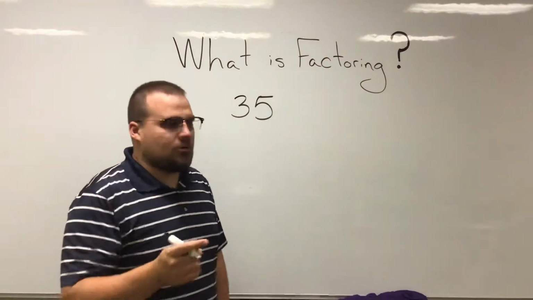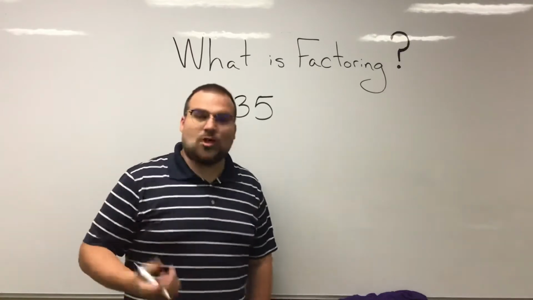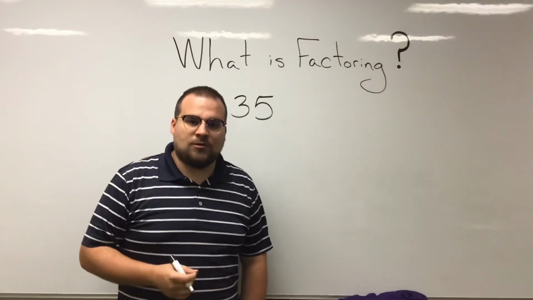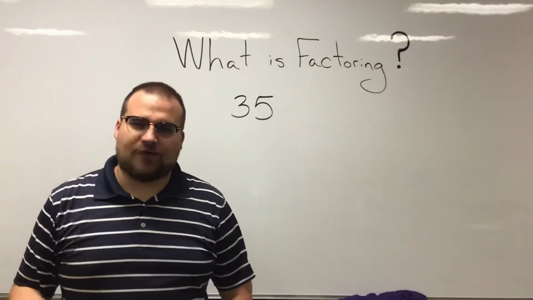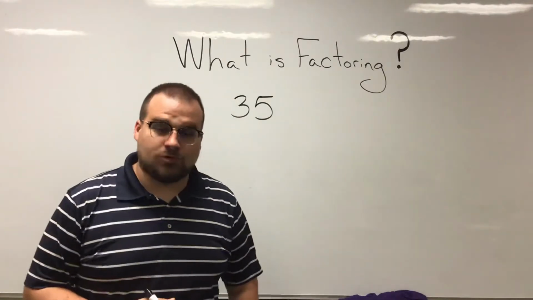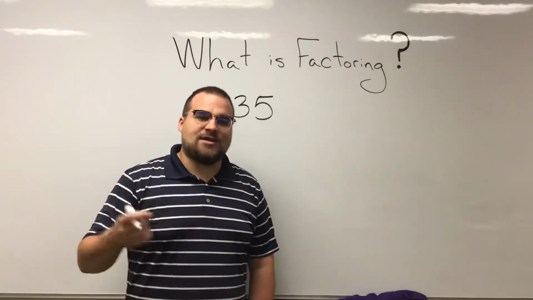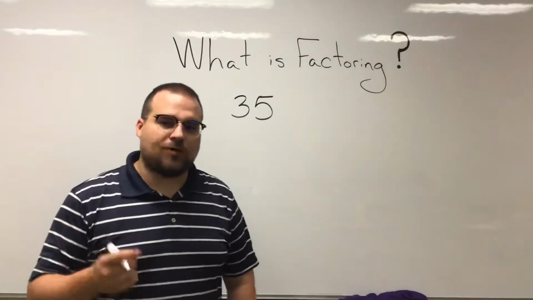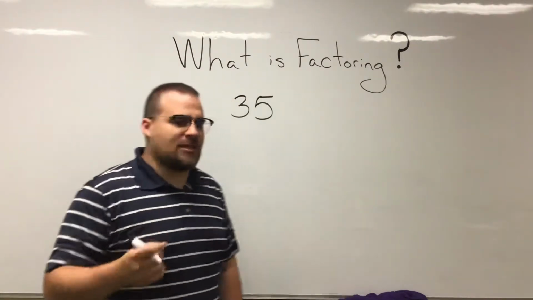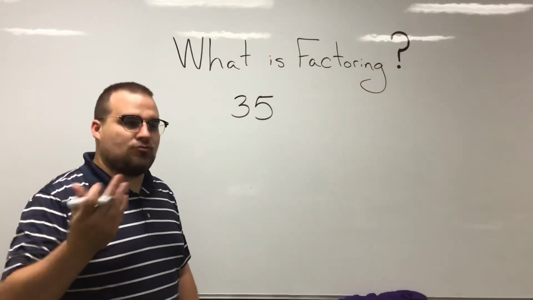Well, you could say 30 plus 5. Or you could say 34 plus 1. Or 19 plus 16. Those are all equivalent ways to write 35 through addition. You could come up with a million ways to write it through subtraction. You could even come up with some division. But the idea of factoring wants us to rewrite something through multiplication. So let's think about how we could rewrite the number 35 through multiplication.